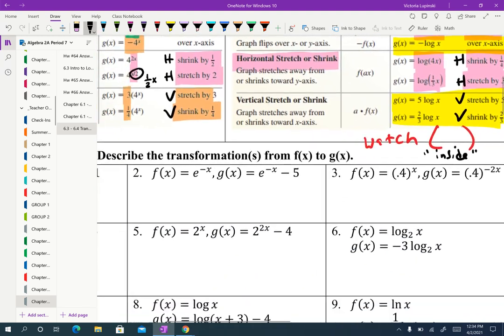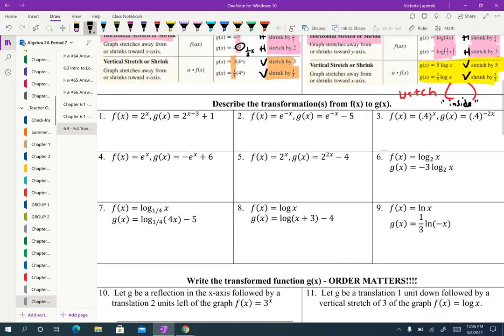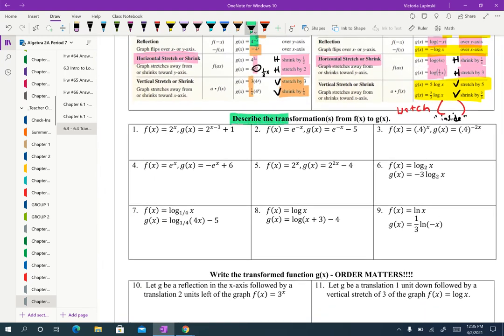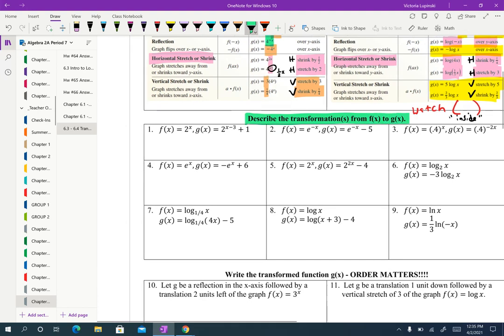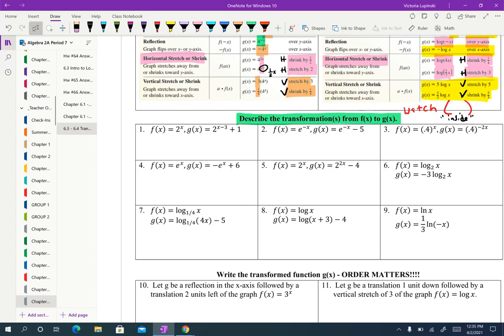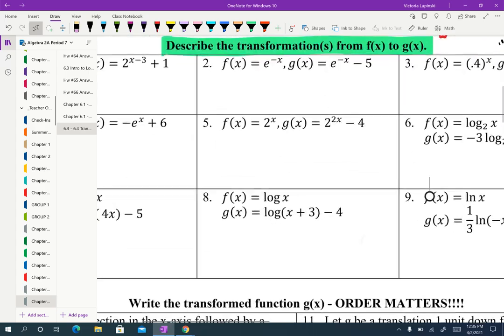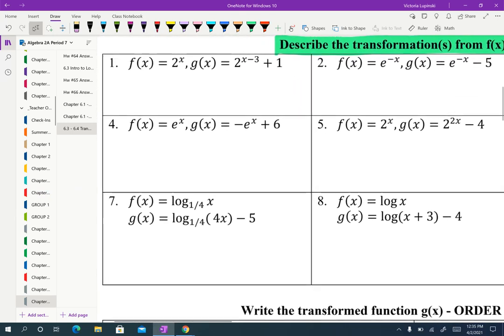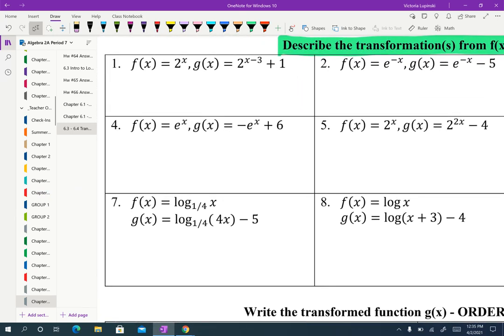So starting off with some basic applications of those, I want you to describe, which means in words, what is happening from the f to the g. If you take a look here, numbers 1 through 5 are exponential, and then 6 through 9 are logarithmic. So make sure that you look at the appropriate left side or right side if you need to review.